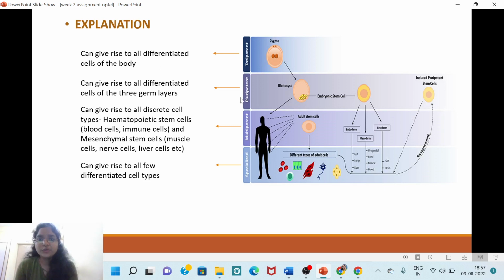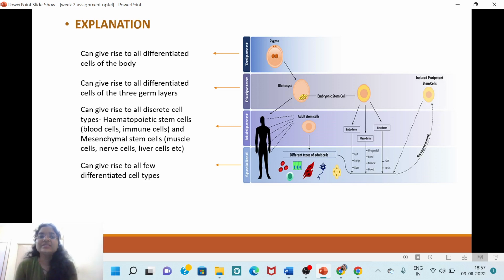Zygote can give rise to all the differentiated cells of our body. Next comes the pluripotent cells. Pluripotent cells are the embryonic stem cells which can give rise to all the differentiated cells of the three germ layers. What are the three germ layers? Endoderm, mesoderm, and ectoderm. Next comes the multipotent cells which can give rise to all the discrete cell types, that is the major cell types, and under these comes the adult stem cells. Adult stem cells can be hematopoietic stem cells and mesenchymal stem cells, which was in the question.